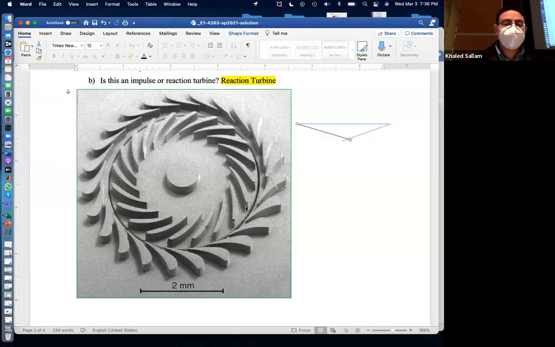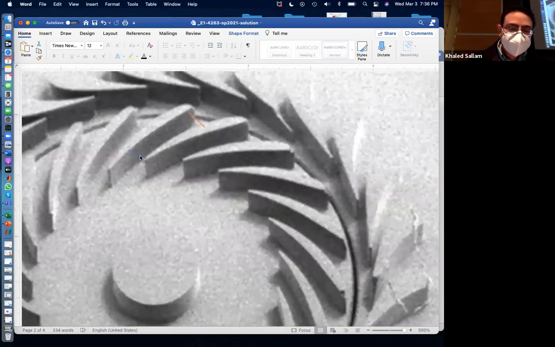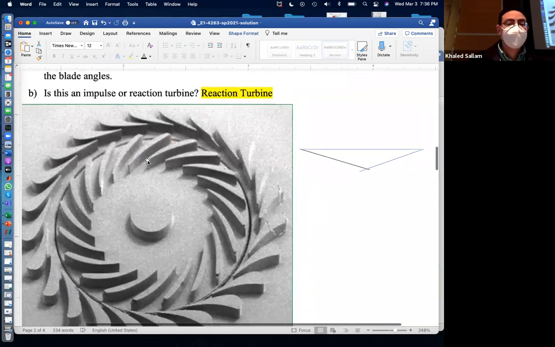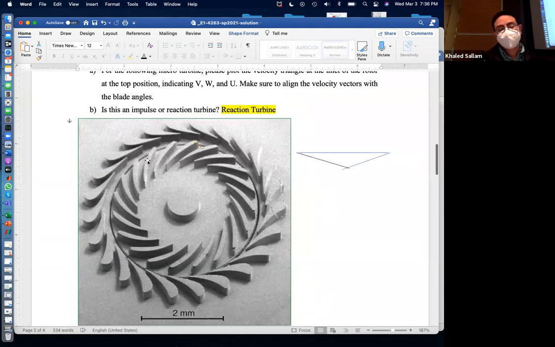All right, so back to this one. Is it very clear whether it's impulse or reaction, right? What do you think that rotor is doing? Here is the inlet area, and here is the exit area. Impulse or reaction? Reaction, of course, right? Because the flow will really speed up as it goes through that rotor. Good. Can this turbine work as a compressor?